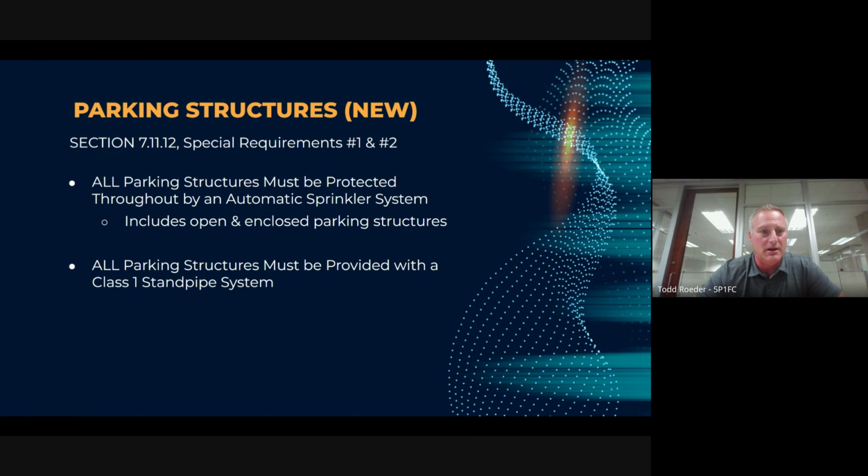Also, any parking structure is required to be provided with a Class 1 standpipe system, which is your traditional 2.5-inch outlet. During fire department operations, this would be the primary water supply source used by the fire department when managing vehicle fire incidents. I think I heard a question come up.